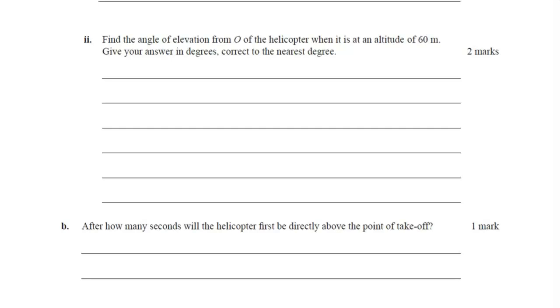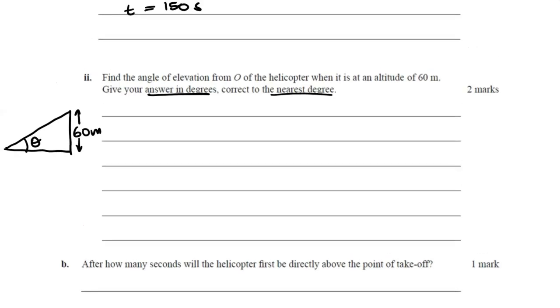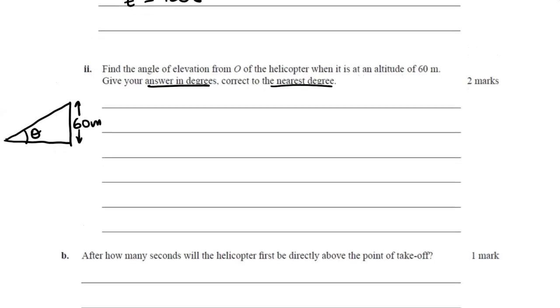Okay. It says find the angle of elevation from O. So if it's an angle of elevation, that's going to be an angle from the horizontal looking up at the helicopter when it's at an altitude of 60 meters. So if it's 60, this distance here is going to be 60. Give your answer in degrees, correct to the nearest degree. In order to do that, unfortunately, we only have one side length at the moment. We don't have the hypotenuse and we don't have that adjacent side.